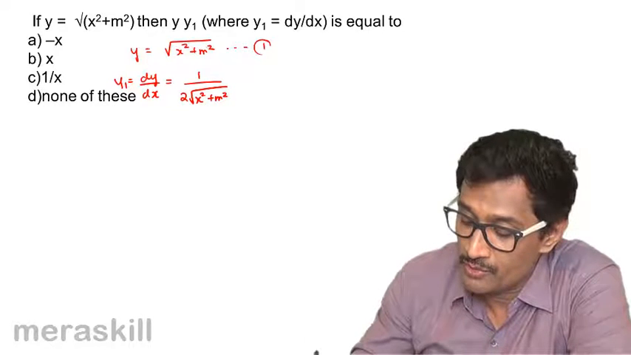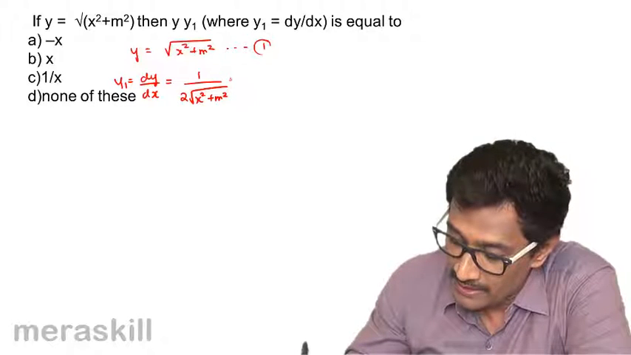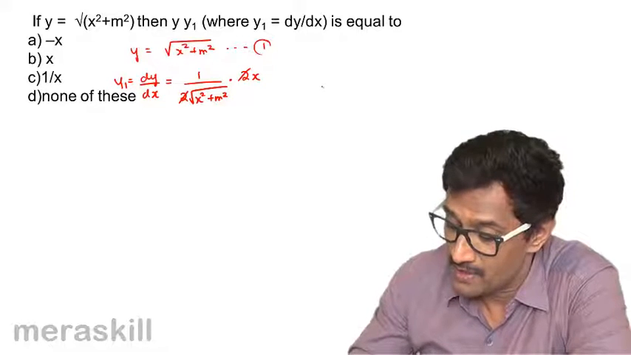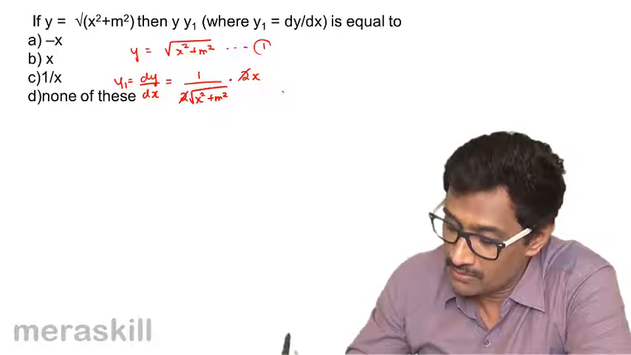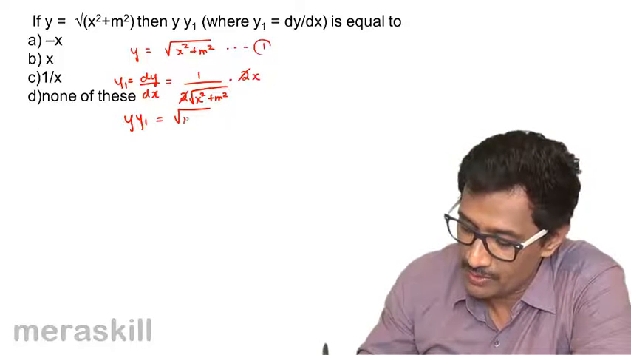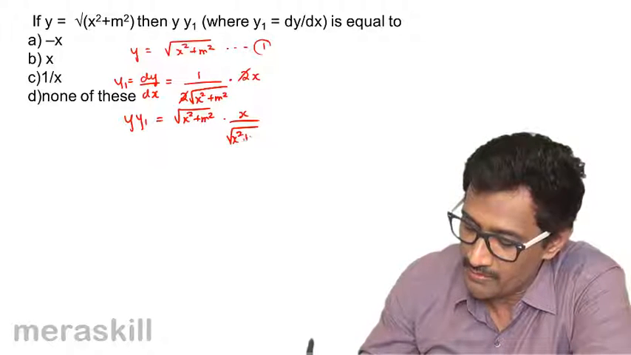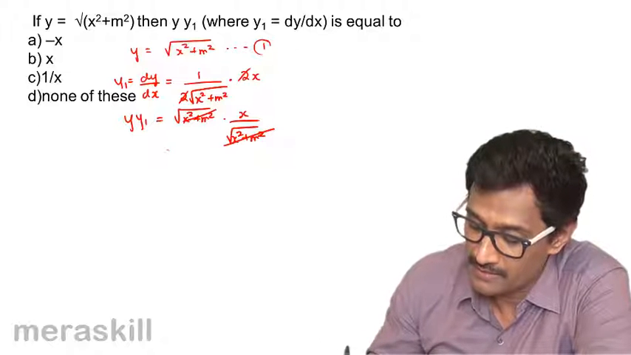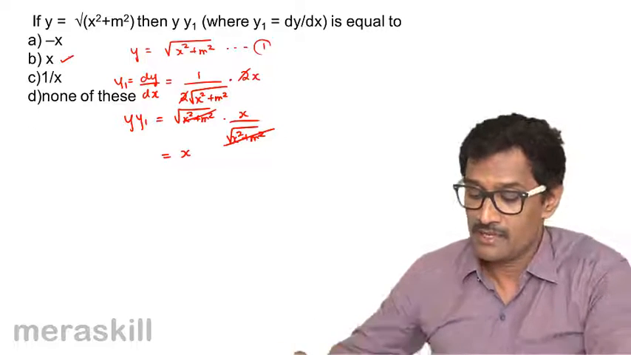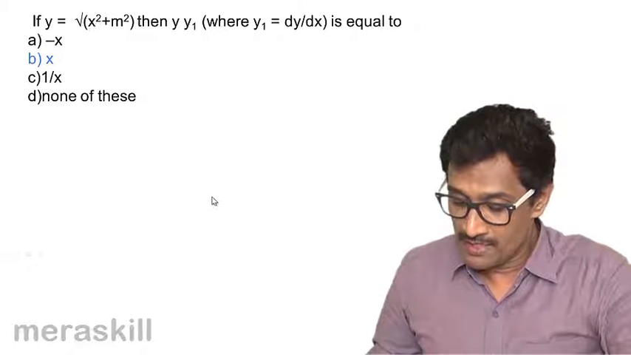Remember, y is equal to u raised to half, so 1 upon 2 into u raised to half minus 1 into the derivative of x square plus m square, which is 2x, so this gets cancelled. So y1 is equal to x upon root x square plus m square. So if you multiply y into y1, you get what? Root x square plus m square into x upon root x square plus m square. This is cancelled, hence y y1 is x. So among these, x is the correct answer. So let's check this. Yes, we do have it right.